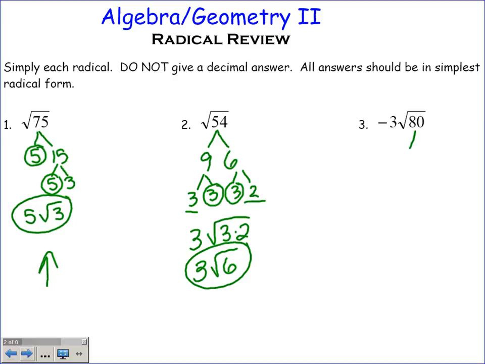Number 3, we break down 80 into 16 and 5. 16 is 4 and 4. You notice if it's a perfect square, you could stop there.